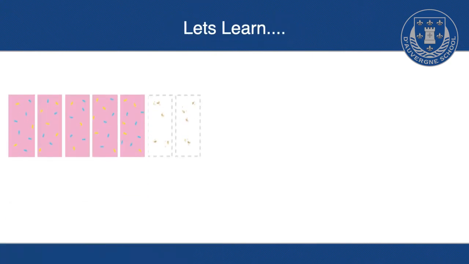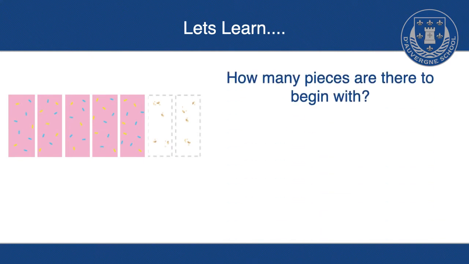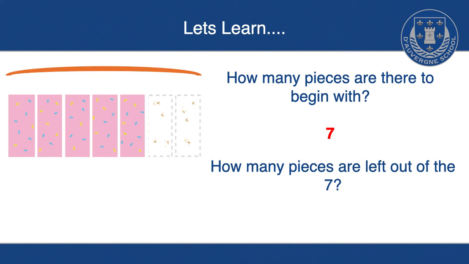So if we look at the pieces, the question we need to start with is how many pieces are there to begin with? So if we count how many there are all together, that will give us our denominator, our bottom number. And there are 7, okay? So we're not just counting the pink ones, because that's how many are left. We want to know how many there were all together. So there are 7. And now we know our denominator, we need to ask the question, how many pieces are left out of the 7?